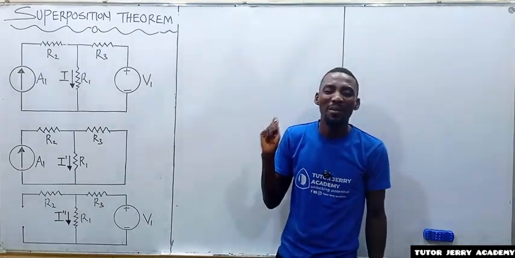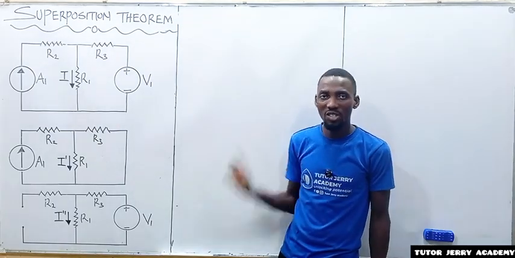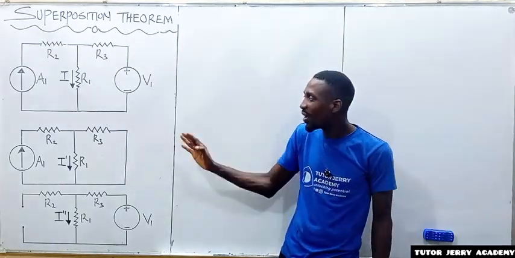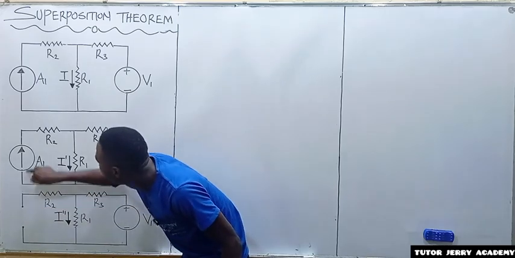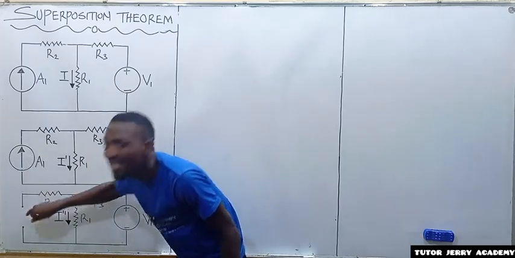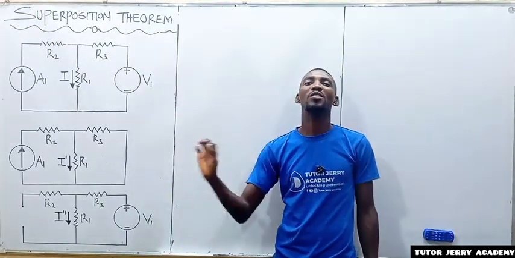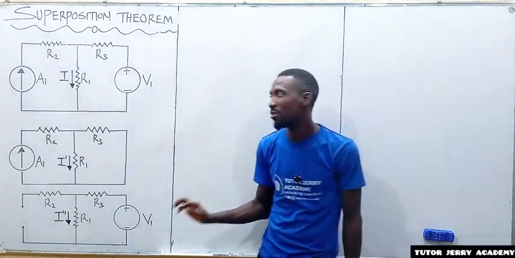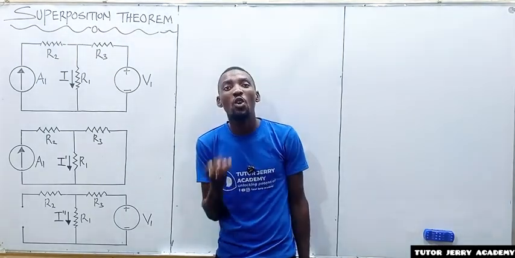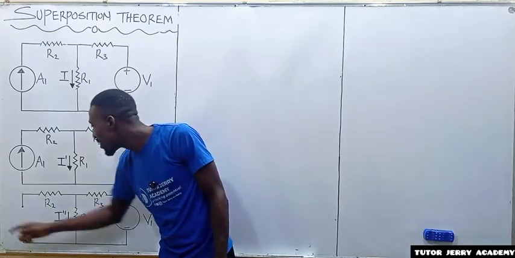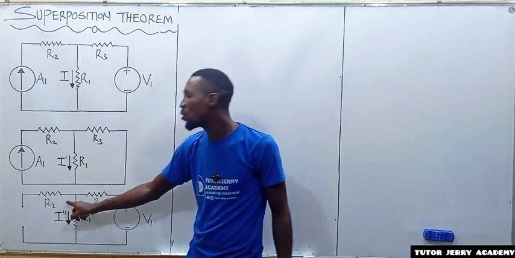This is the most important. I'm dealing with the most important part of superposition theorem. Forget the theorem for now. Understand the concept first. All right. So now we are going to replace our current source with an open circuit. Take note of that. By the time you turn off your voltage source, you are going to replace your voltage source with a what? A short circuit. By the time you turn off your current source, you are replacing your current source with a what? Open circuit. Now, if we open this circuit here, definitely no current is going to flow through this R2 resistor.